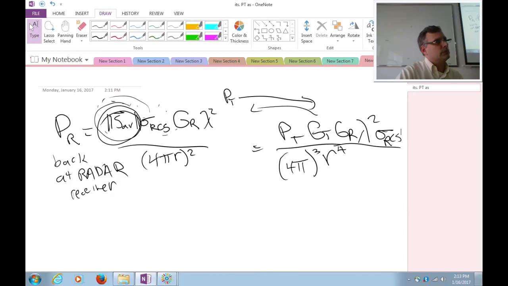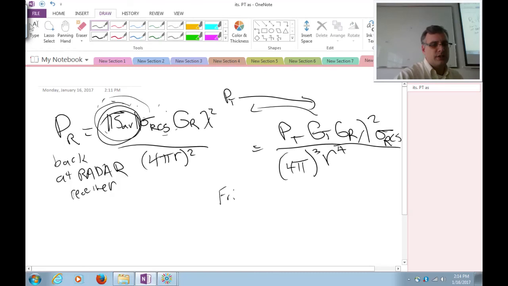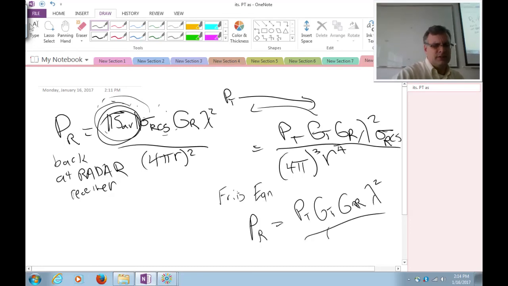So in my original link budget, my first free space equation, the linear form, let me go ahead and write that. Okay. The Friis free space equation. Is it better to transmit at higher or lower frequencies?